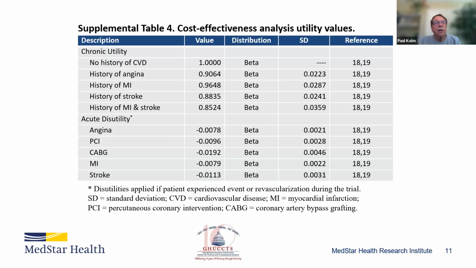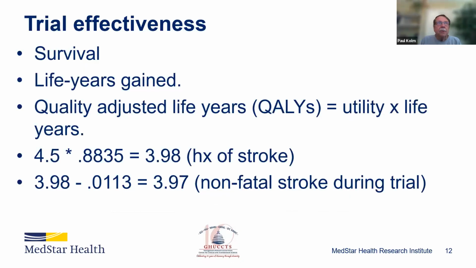Then if they experience any of the events of interest during the study, then we have what's called a disutility. So in other words, if they experience one of these events during the study, then there's a subtraction to the value, to the utility that they started out with. And so you can see that this is value between 0 and 1, so we're going to model it as a beta distribution. And of course, you need to have references where these things came from. So, oops, let me go back here.